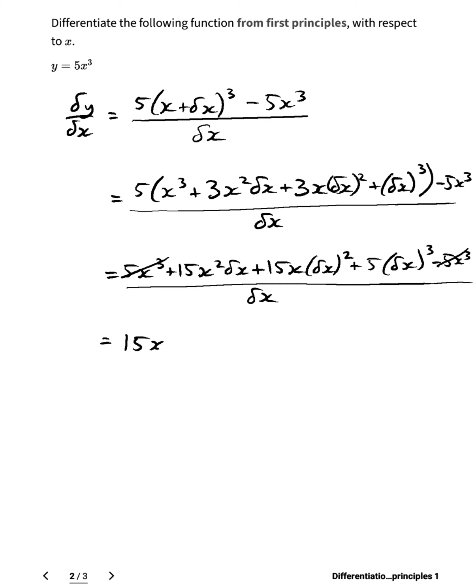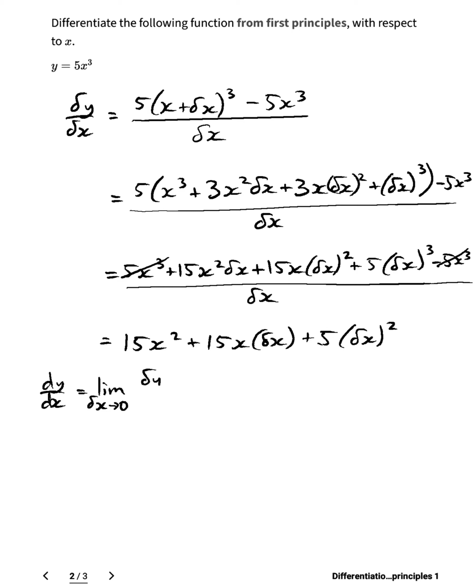So we get 15x squared plus 15x delta x plus 5 delta x squared. So dy dx is the limit as delta x tends to 0 of delta y by delta x.